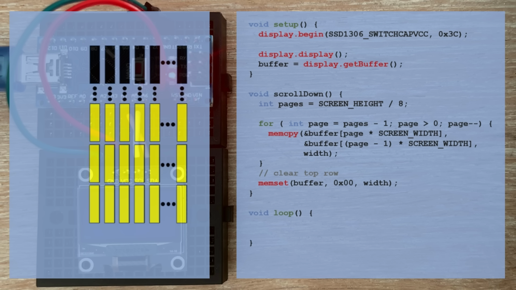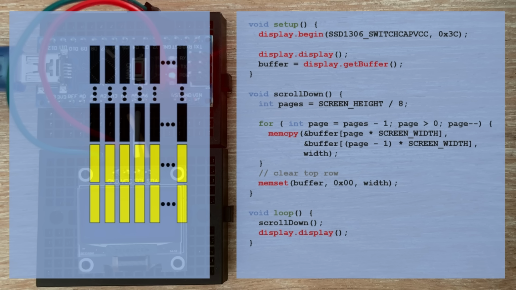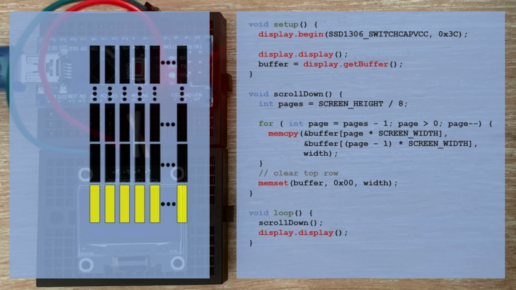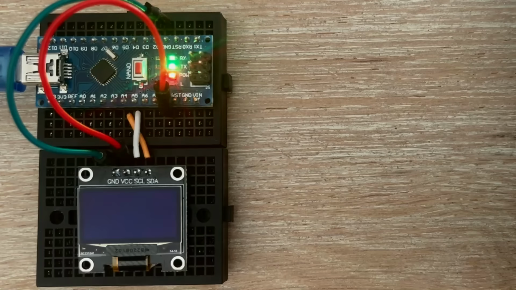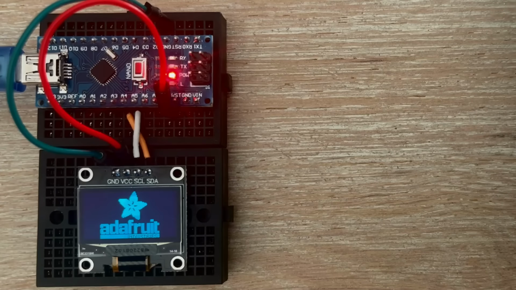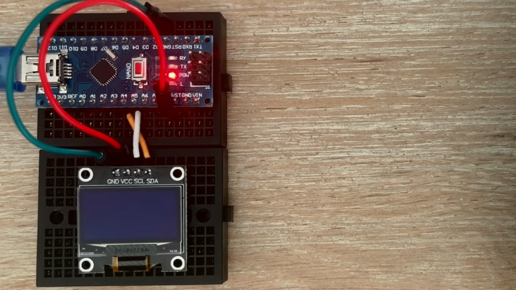In a loop, we run this function and then call display to show the current stage of the scrolling process. With each loop execution, the graphic shifts down until it completely exits the screen. Let's load the code. The Adafruit clipart is displayed and it flies away to the bottom of the screen. Perfect. Let's do one more exit effect.